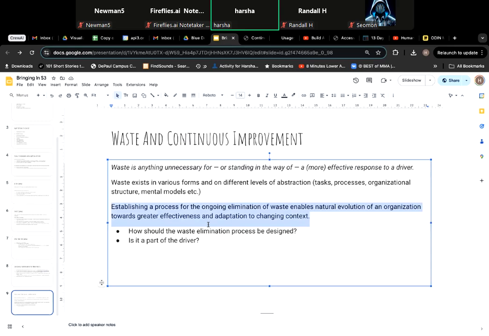So when it comes to eliminating waste, how should the waste elimination process be designed? Because the S3 patterns don't mention anything about how the waste elimination patterns should be designed. So this is still an open question that the individual group needs to figure out. And the last one is, is it a part of the driver? Should the waste elimination process be a part of the driver, deciding on a process of elimination of waste?